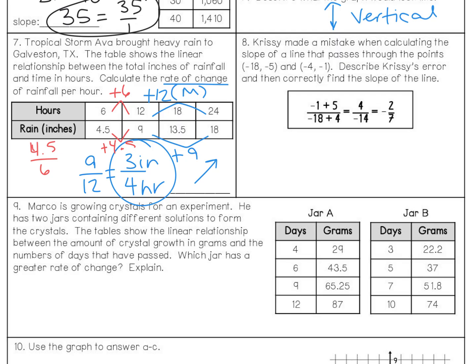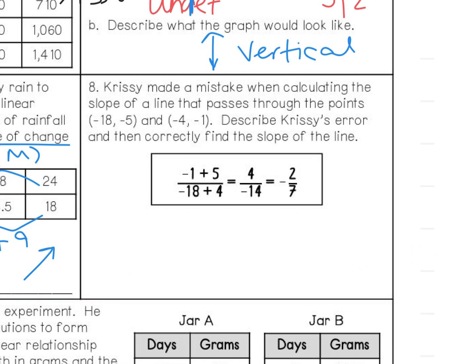Christy made a mistake in calculating her slope. Describe her error. Guys, if you have 2 points, the first thing you should always do is label them, right? X1, Y1, X2, Y2. And if it's asking you about an error, I would set it up myself. I would say, okay, if I'm using my formula, Y2 minus Y1 over X2. What's my X2?